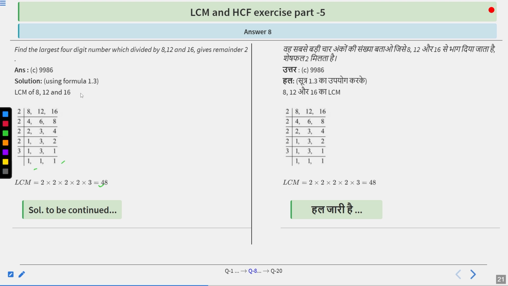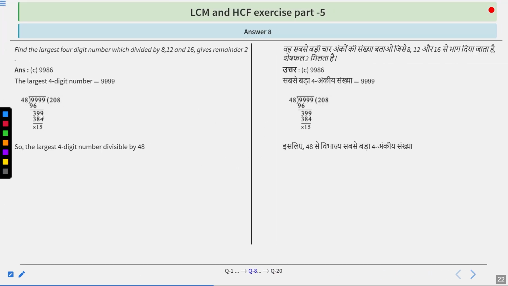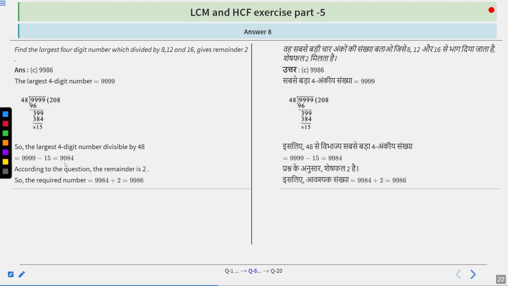Now using formula 1.3, we know that the number is LCM plus remainder. But before that, in the question, it was mentioned to find the largest 4-digit number. Now we know that the largest four-digit number is 9999. So dividing 9999 by 48, we get 15 as the remainder. Therefore, the largest four-digit number divisible by 48 is going to be 9999 minus remainder, that was 15. That is 9984 is the largest number.